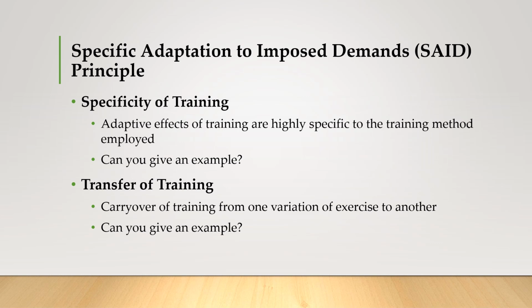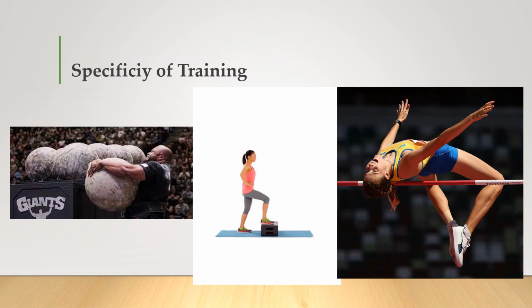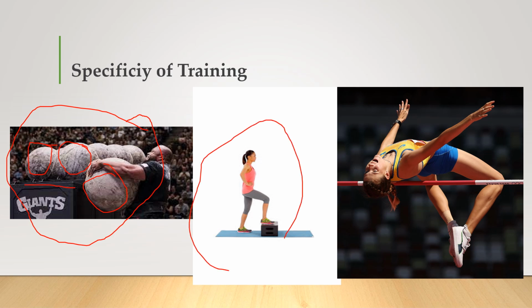And I gave you some examples already. Just to emphasize this point of specificity of training, on the very far left-hand side here, we see a powerlifter doing a strongman competition. In order to get better at this movement, guess what you're going to have to do? You're going to have to lift some really heavy objects and place them up on top of this pedestal. There's no way that you can get better at that doing a step up. And there's no way you can get better at that performing a high jump. And vice versa. The person who's performing high jump isn't going to benefit from this type of training. We have to be very specific in the way that we structure our programs.